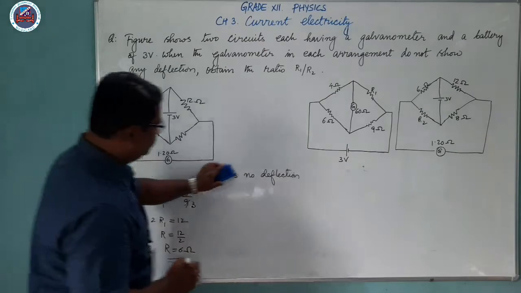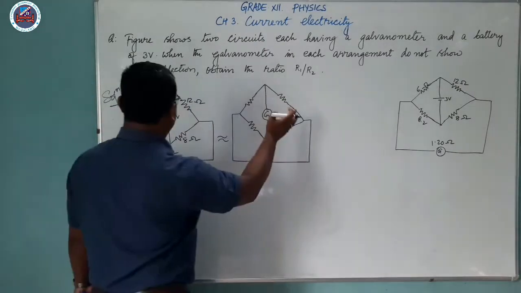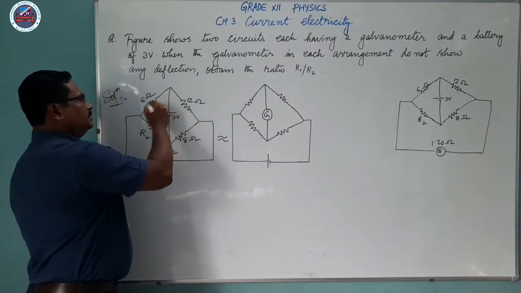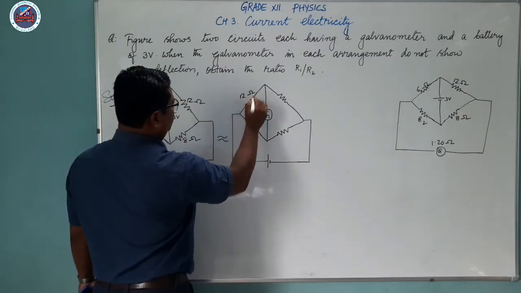So what we'll have to do is draw the equivalent circuit. Cell, you can see from the cell it goes to 12 ohm and 6 ohm.